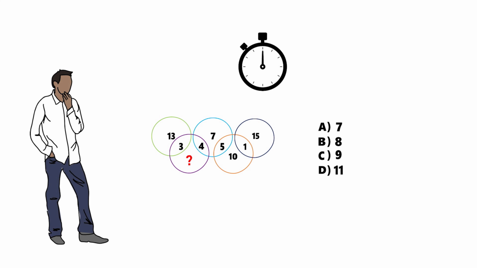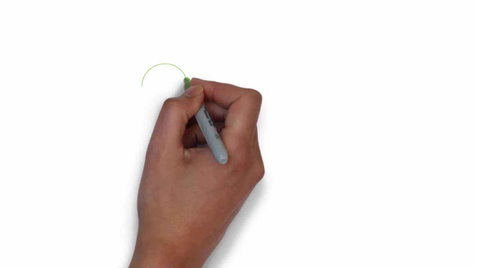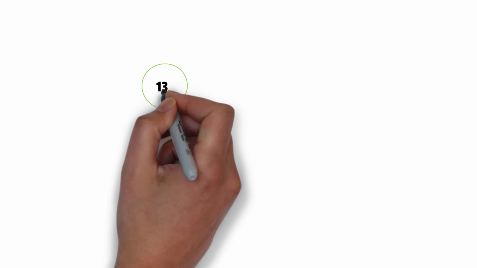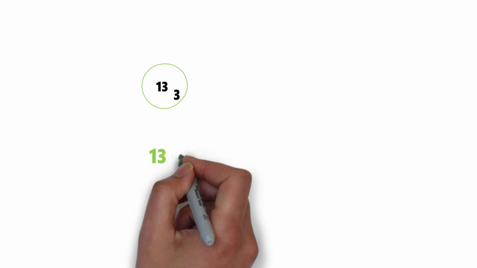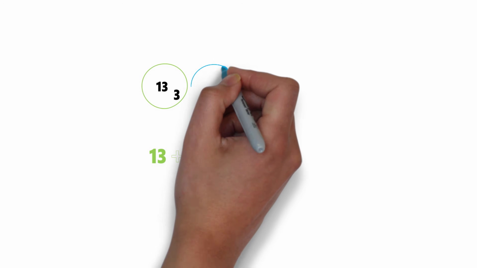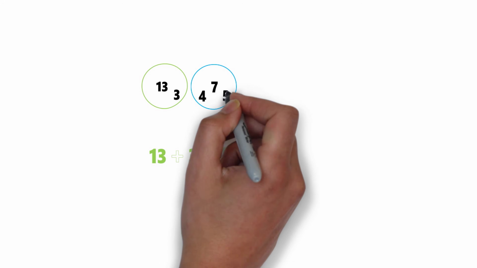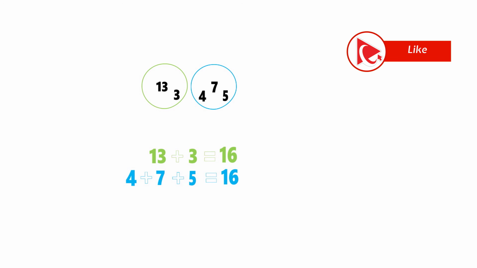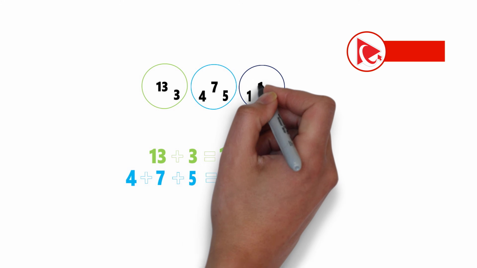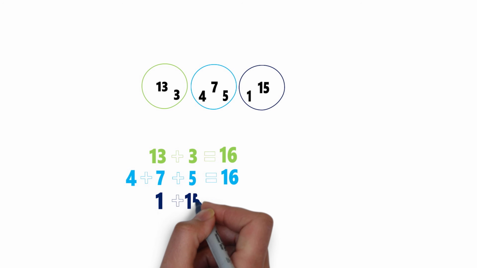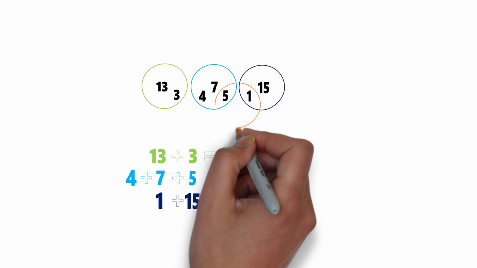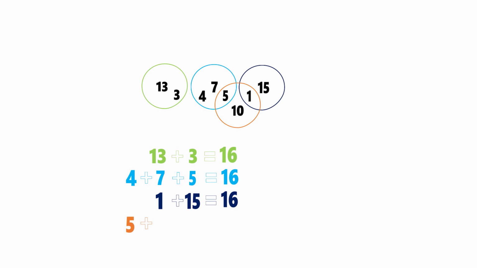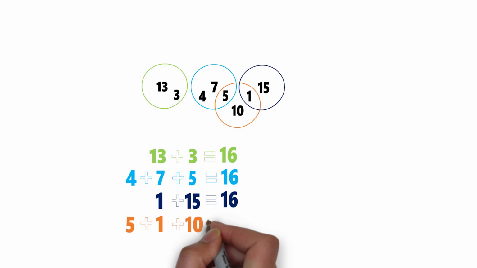As you might have figured out by now, the sum of the numbers in each circle adds up to 16. For example, let's look at the green circle. We have numbers 13 and 3, and 13 plus 3 equals 16. In the blue circle, we have numbers 4 plus 7 plus 5, and all of them add up to 16. In the black circle, we have 1 and 15, also adds up to 16. And in the orange circle, we have 5 plus 1 plus 10 also equals 16.